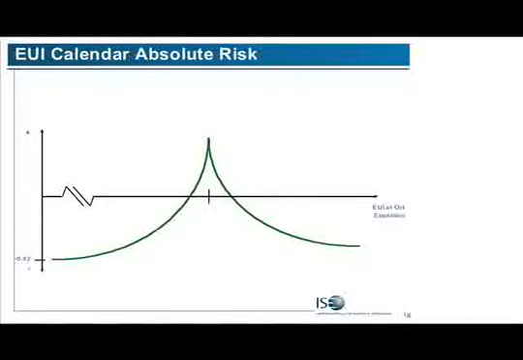Now, there's a couple of different ways to look at this trade, and those same two ways can be used to look at any option trade. The first one is absolute risk, and absolute risk is usually observed by use of a P&L diagram.